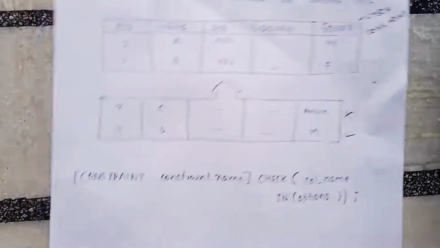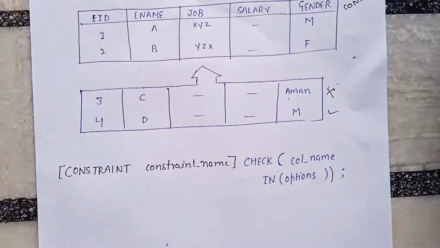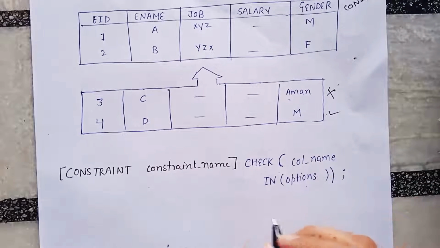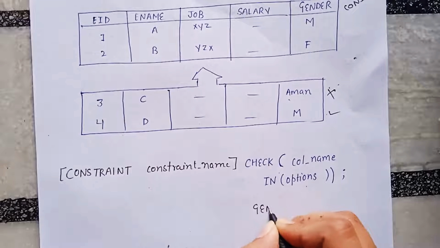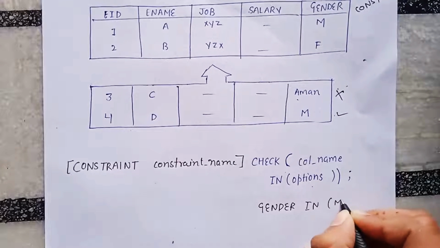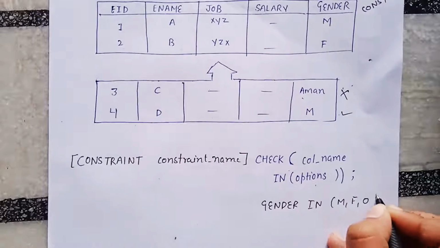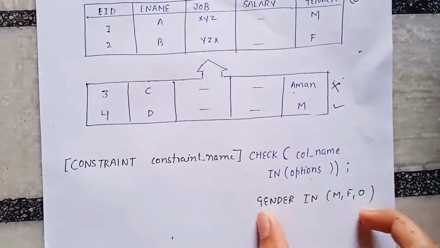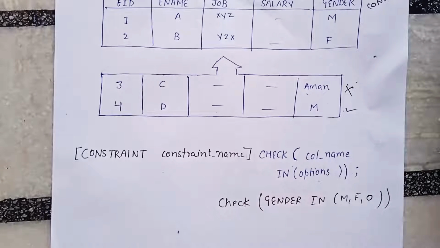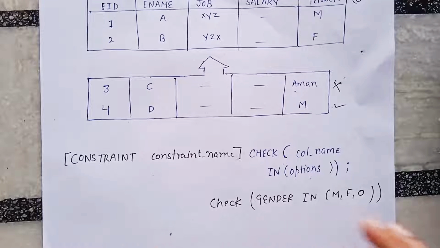Now how do we apply a check constraint? This is a simple way of applying it: constraint name, check, column name, in options. Here we specify the column on which we want to apply the check constraint, that is the gender column, then IN, and the options are male, female or others. So this is how we apply a check constraint, and this is the use of the check constraint.